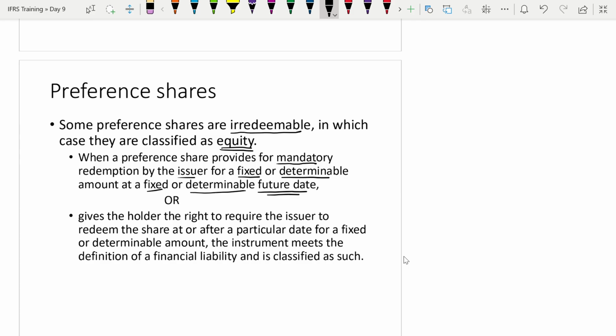Some preference shares are irredeemable, meaning there is no condition attached. Otherwise, the holder has the right to require the issuer to redeem the share after a particular date for a fixed amount. These instruments meet the definition of a financial liability and are classified as such.